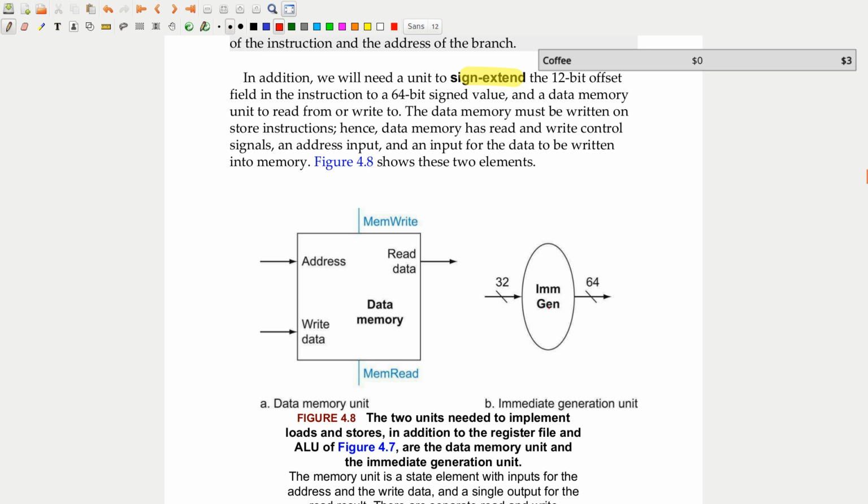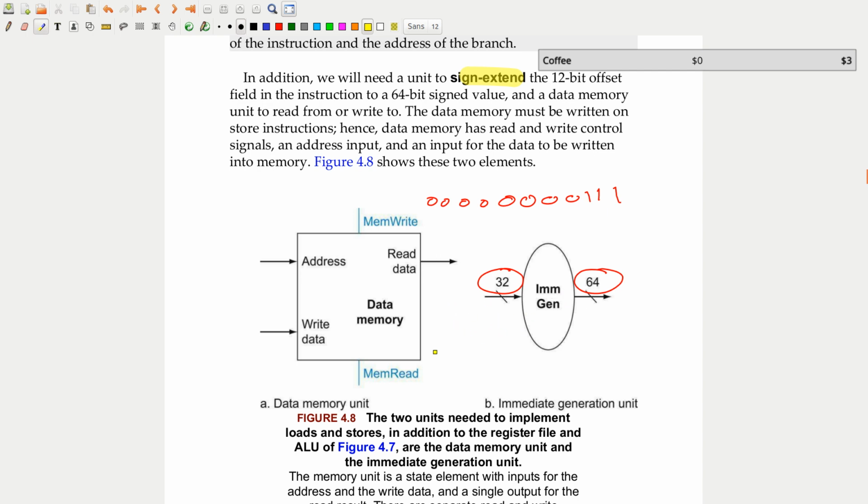So generally we have sign extension units where we may take a 32-bit bus and we may sign extend it to something like a 64-bit value. So here we'll take something that's, say, 000111, and we may extend it out as many times as we need to in order to get it to 64 bits. So these are the two units that we need for loads and stores.